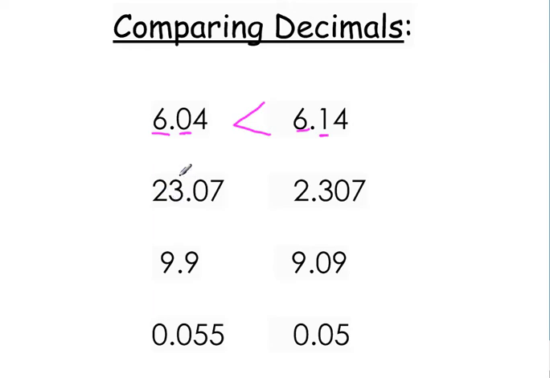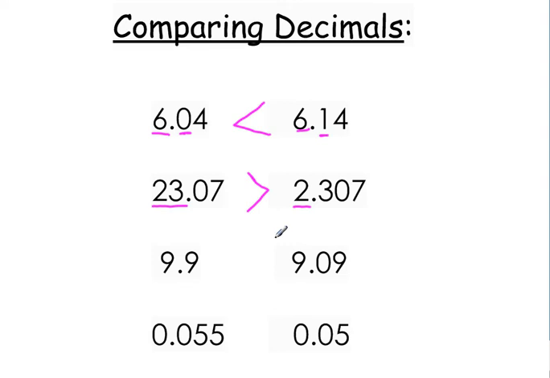The next two numbers we have are 23 and 7 hundredths compared to 2 and 307 thousandths. Let's first look at the whole numbers to the left of the decimal. There are 23 ones here and there are 2 ones here. So now, since these are different, we can compare. 23 ones is more than 2 ones. So 23 and 7 hundredths is greater than 2 and 307 thousandths.